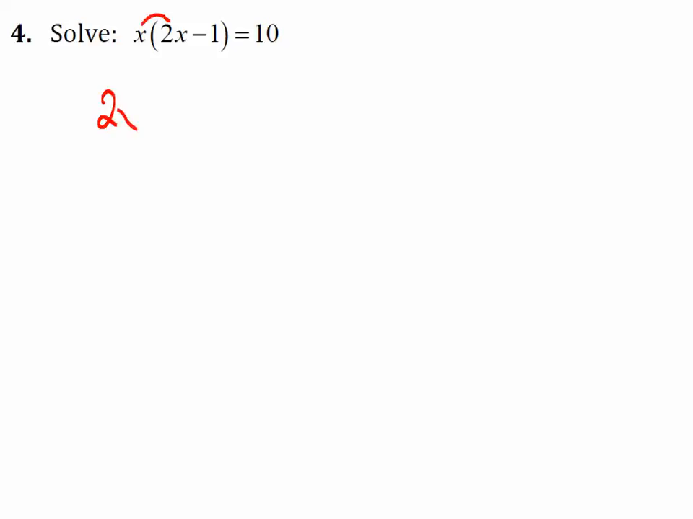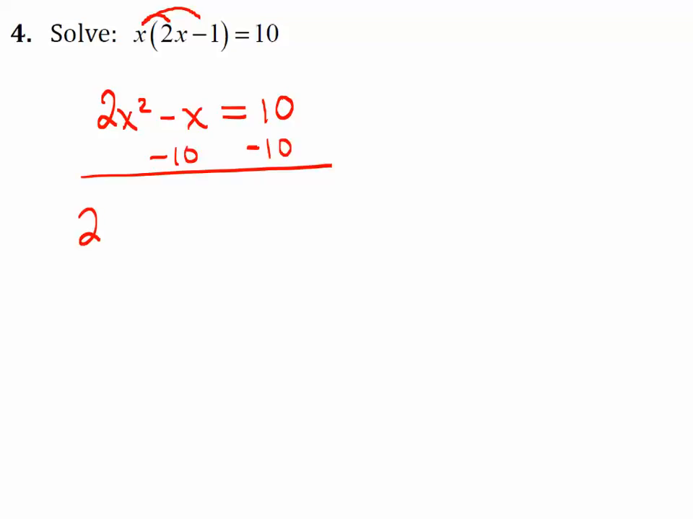So x times 2x, 2x squared, x times a negative 1 makes minus x, equal to 10. And what should we do next? Subtract the x. Subtract the 10. Yep, perfect. Subtract the 10 over. And now let's start factoring, and this one I'll let you finish off by yourself because it'll give you some practice with factoring.